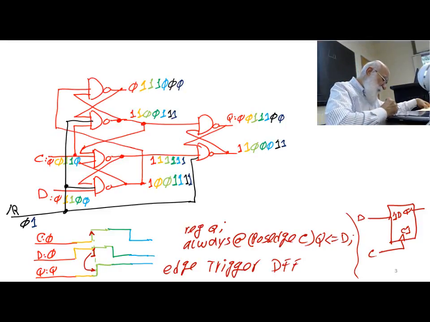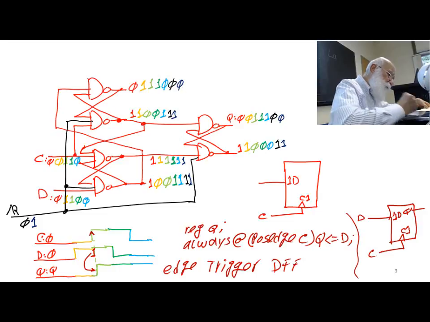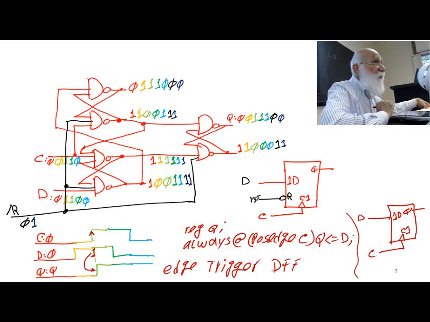Okay, if I want to show the symbol of this, it becomes something like this. This was my flip-flop before I added the black line. See, C1, 1D, Q, and the black line is this. Active low reset. And notice that this is the reset, this is the clock, this is the D input.